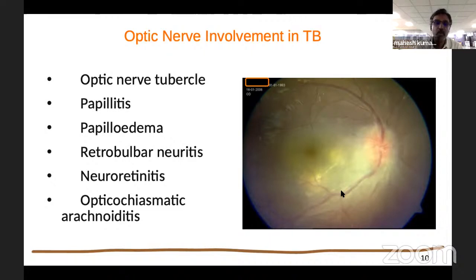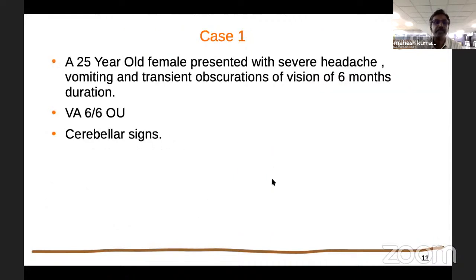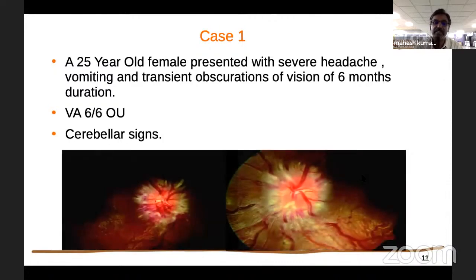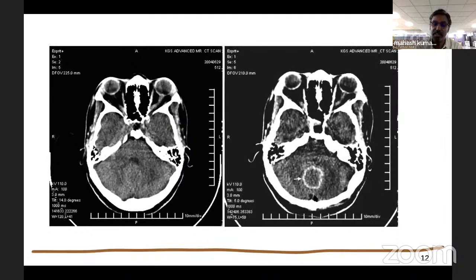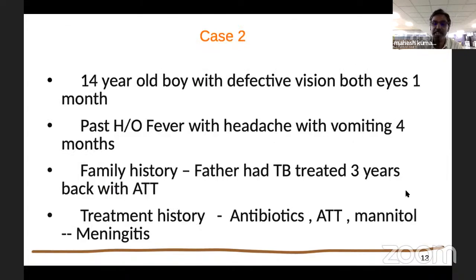Neuroretinitis is a more common form of involvement of the optic nerve, as well as what has been described already, the opticochiasmatic arachnoiditis. Some case examples: a young female with severe headache and cerebellar signs. She had bilateral severe papilledema. A CT scan, done several years ago, showed a ring enhancing lesion in the posterior fossa and the cerebellum, which caused early hydrocephalus, causing papilledema and a neuro-ophthalmological presentation. Of course, these cases were referred to the neurologist for appropriate management.